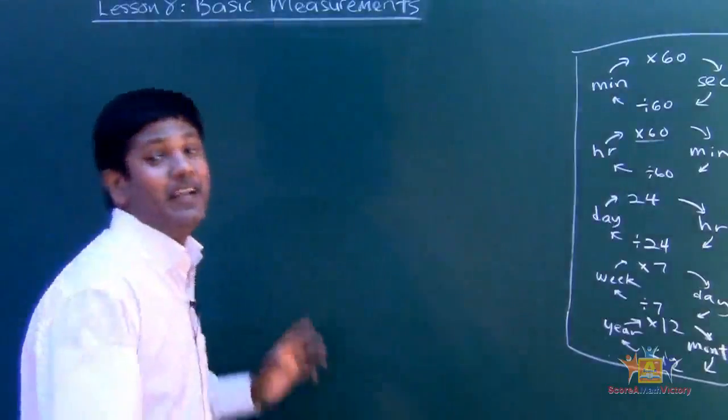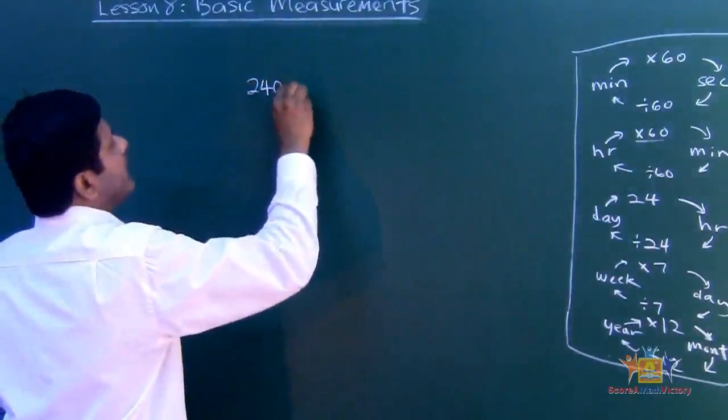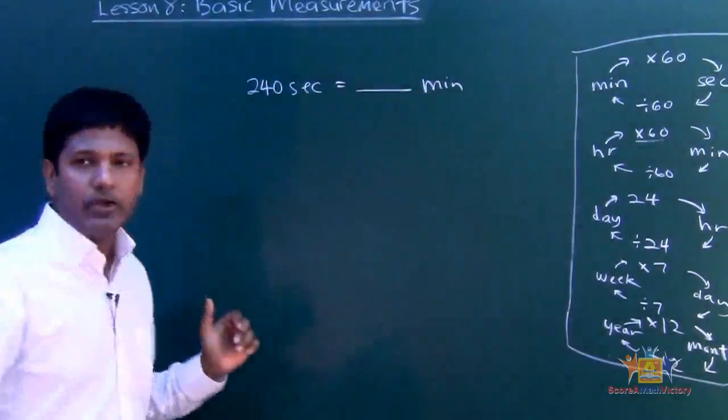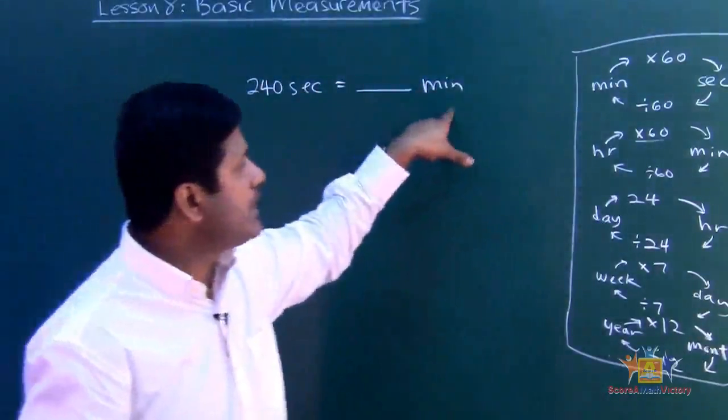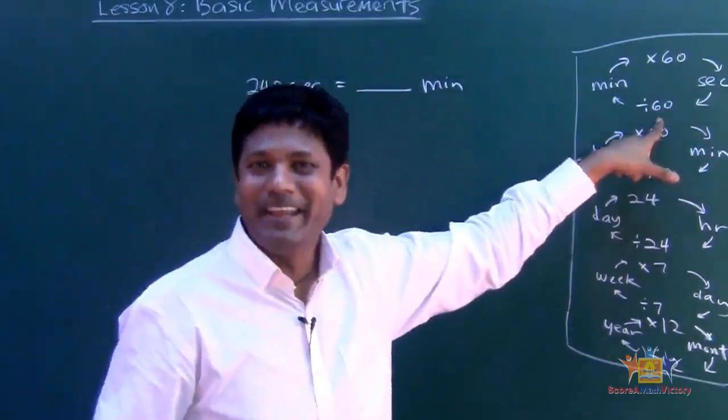Alright, my dear students, now let's say, for example, if I were to give you 240 seconds and I want to find out how many minutes. So which direction are we going? We're going from seconds to minutes. Seconds to minutes, I'm dividing by 60.